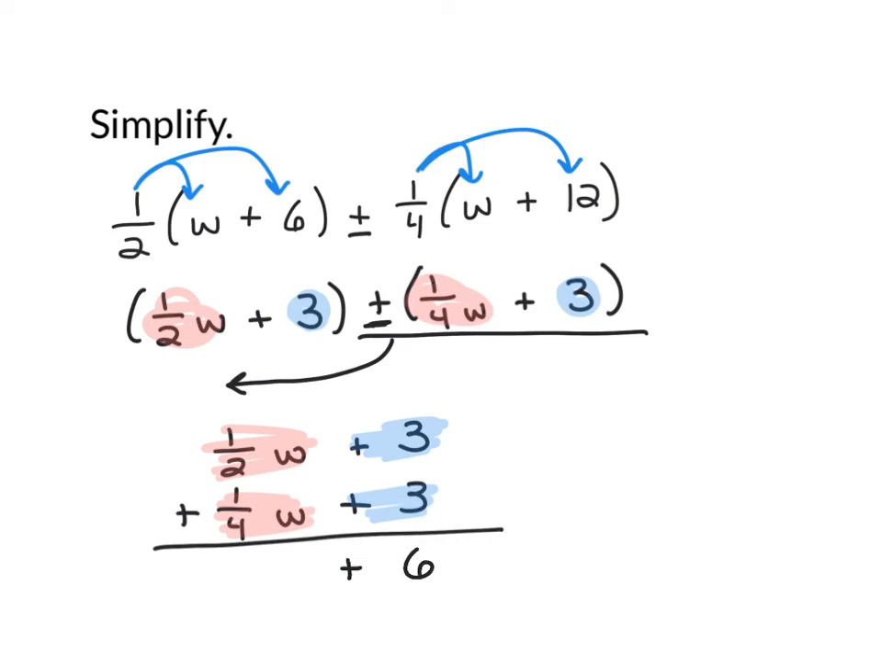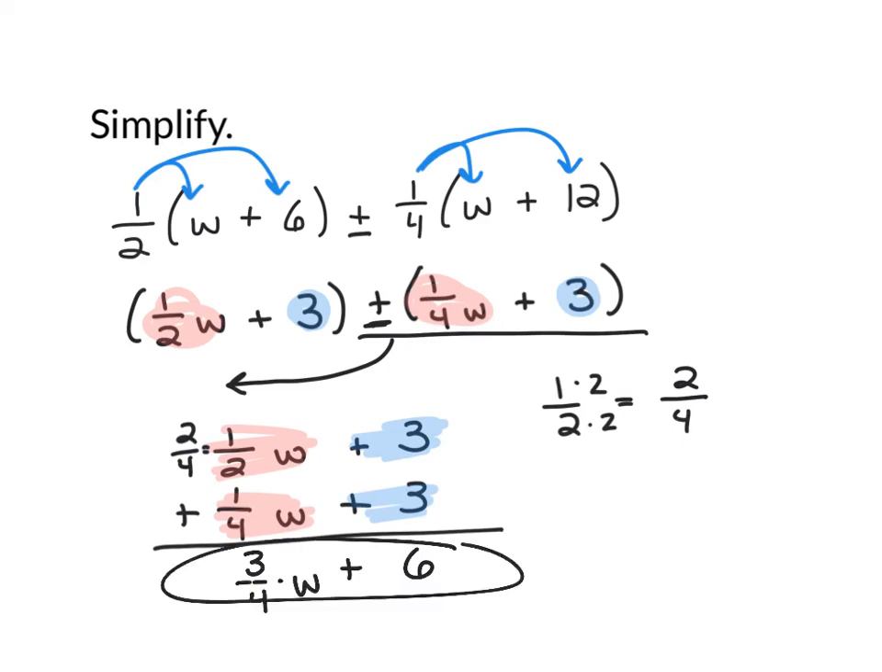With the fractions, we need to change those to like fractions. Notice that the denominators are different. We can change 1/2 to an equivalent fraction. We can multiply by 2 and multiply by 2. That equals 2/4. And now we're going to add 2/4 to 1/4. And that gives us a sum of 3/4, and make sure you include that variable. So 3/4 w plus 6 is our simplified expression.